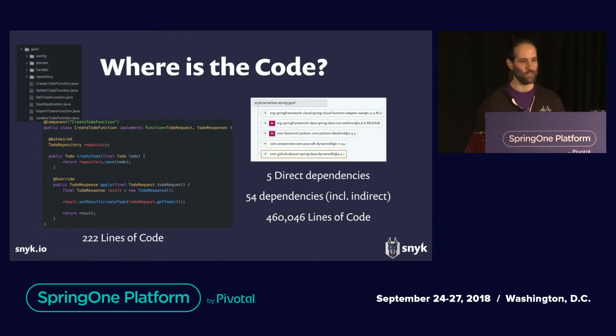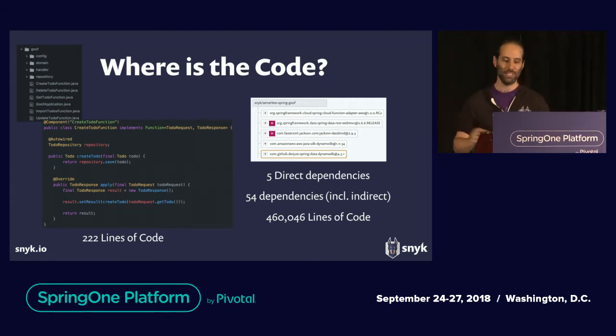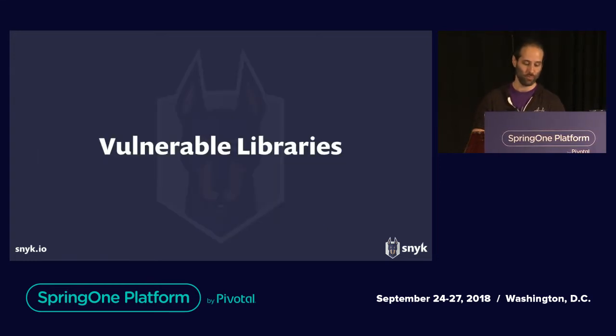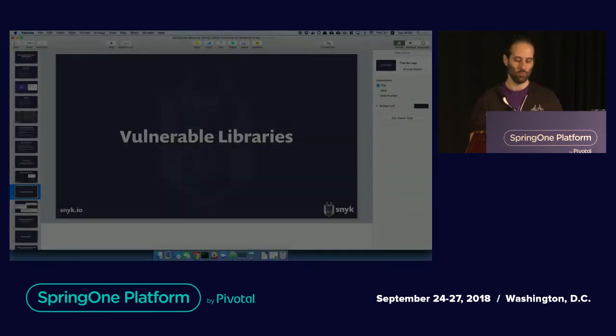And that's not a bad thing. This is a good thing. It means you can build on the shoulders of giants, right? You could get 500,000 lines of code's value by just writing 222. But it does mean that within that lie some security concerns. If you have security problems, they're far more likely to lie in the 460,000 than they are in the 222. So that gets us to the first concern we'll talk about, which is vulnerable libraries.